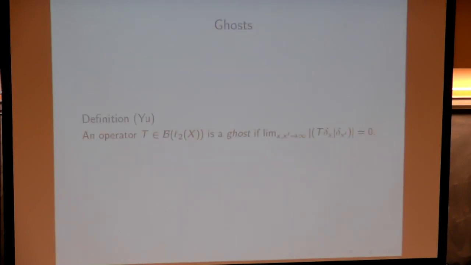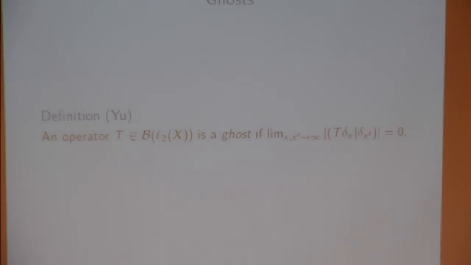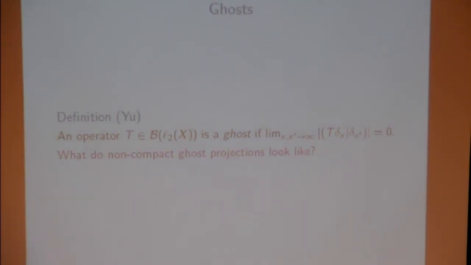Okay, so ghosts. Guoliang Yu and coauthors define an operator to be a ghost if, when you look at its matrix coefficients, they converge to 0. Namely, at most finitely many of them have absolute value greater than any given epsilon. So, of course, all compact operators are ghosts. But, okay, do we have ghosts which are not compact? Well, that's an exercise. What do they look like?